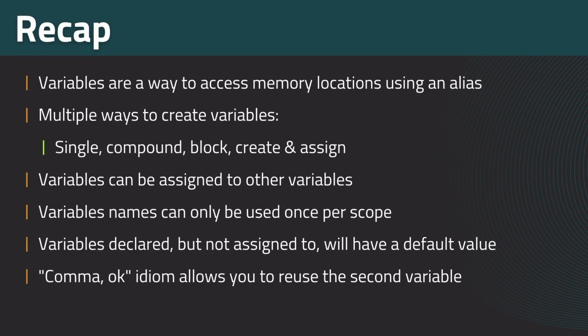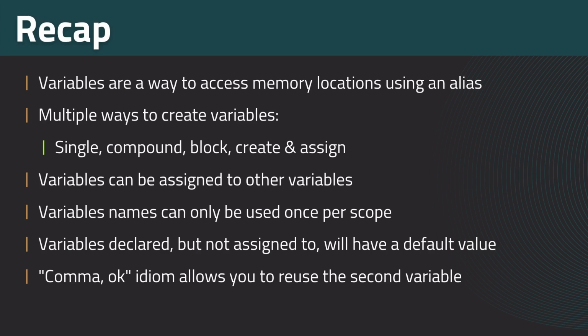Let's recap. Variables are a way to access memory locations using an alias. There are multiple ways to create variables. We can create variables on their own. We can make compound assignments. We can create variables using blocks. And there's also the create and assign operator. Variables can be assigned to other variables, and variable names can only be used once per scope. This means once you create a variable, you're unable to create another variable of the same name.